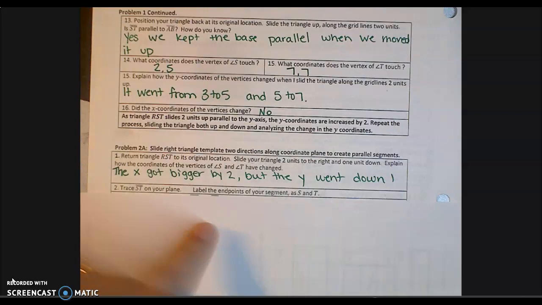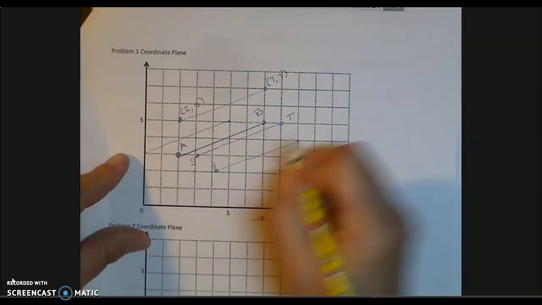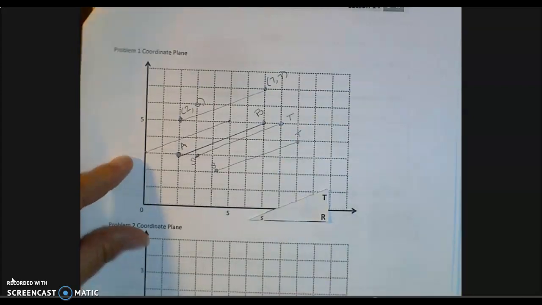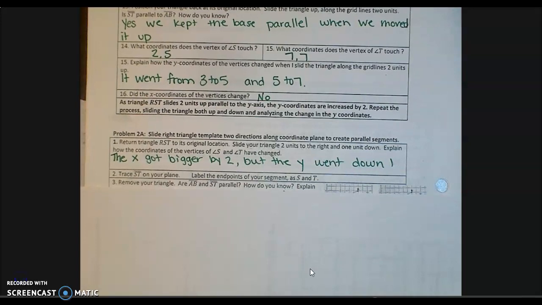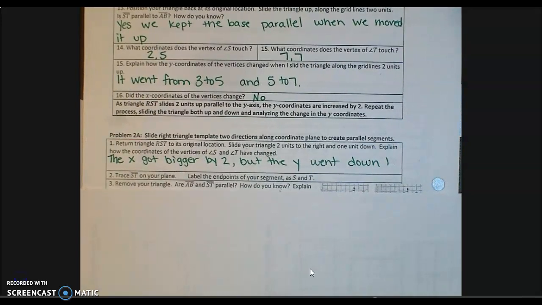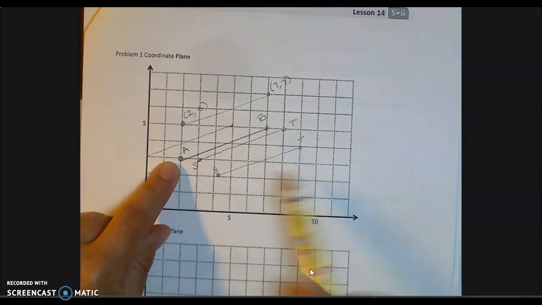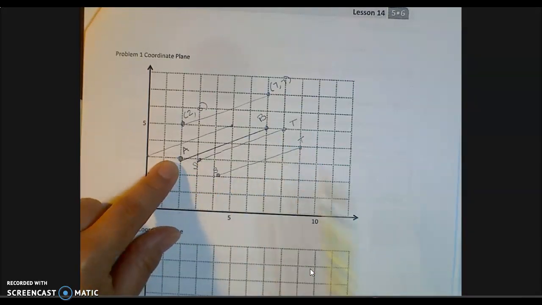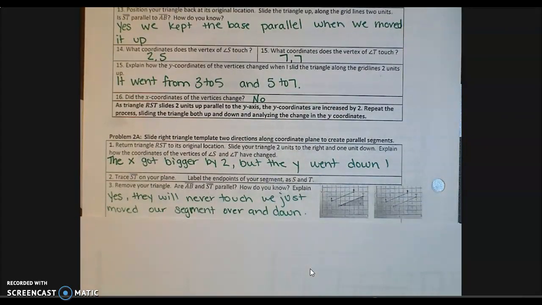So we already traced it, and we're going to label the endpoints S and T. We are going to have a whole bunch of S and T's on here now. So the question for 3 is, remove your triangle. Are line segments AB and ST parallel? How do you know? Well, here's AB, our original, and here's the new ST. Miss Purdy, do those look parallel to you? They do look parallel. They look parallel to me too. And we know because they will never touch.